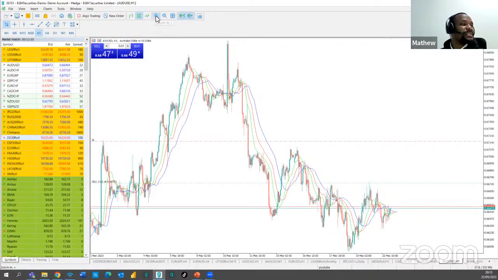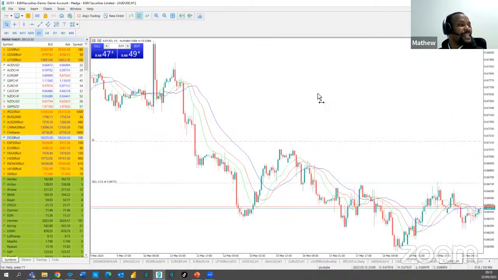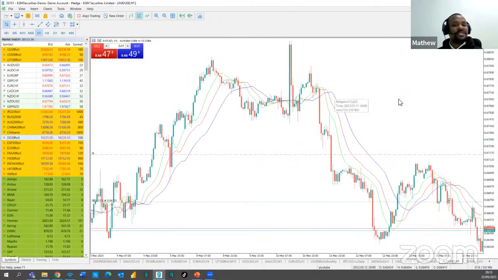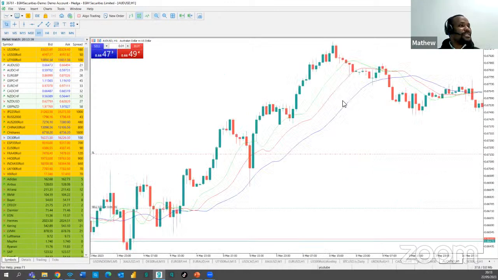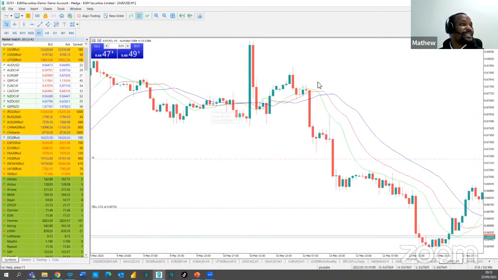Let me zoom a little bit. Currently, it's in a sleeping phase, but let's check. Let's move backwards and see. Let's review the previous moves and see whether you could have captured anything with the alligator. And yes, here we are. A downward move which started right after this sleeping phase.